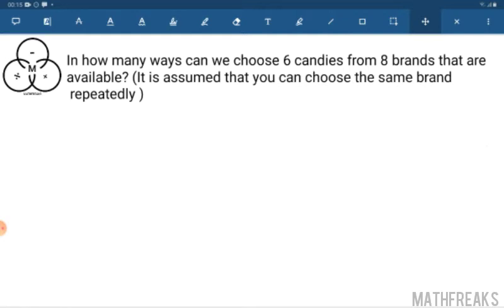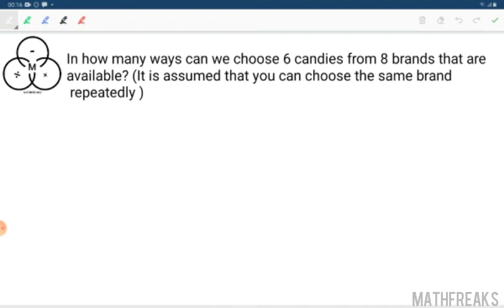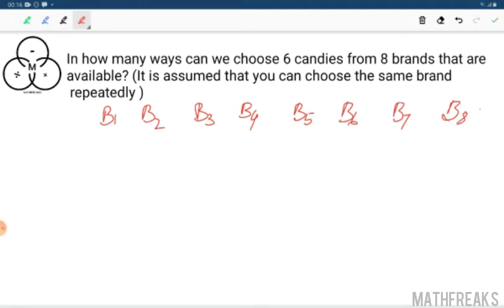In how many ways can we choose 6 candies from 8 brands that are available? We're having 8 brands, right? Let the brands be B1, B2, B3, B4, B5, B6, B7, B8. These are the brands. We can choose one chocolate or more than one chocolate. That depends on us.